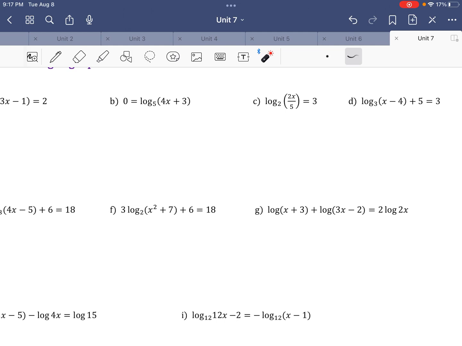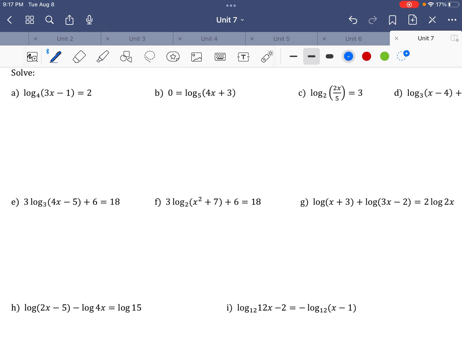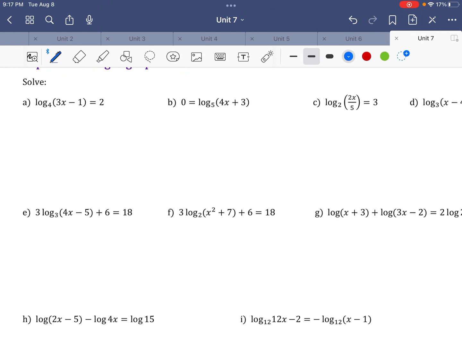So if you have a log with logs and regular numbers, then you're going to want to do what we're about to do here. You're going to want to get your logs on one side, your numbers on the other side, and then change it to exponent form. So 4 to the 2 has to equal this. Well, we all know that 4 squared is 16. So 16 equals 3x minus 1, and then I would solve that. I'd get 17 over 3.